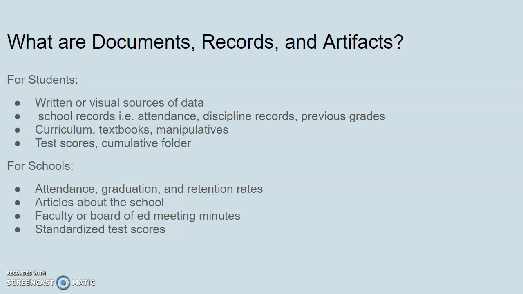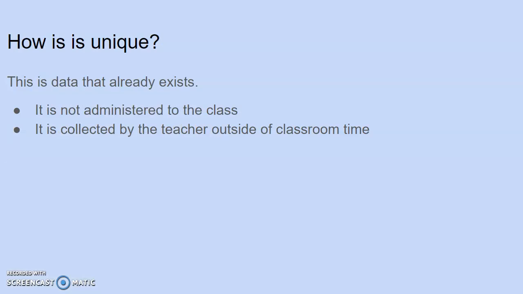If you're doing research on a school, these can be attendance, graduation, and retention rates, articles about the school that have been published in local newspapers, faculty or Board of Ed meeting minutes, and the standardized test scores for the school. These standardized test scores can be used as looking at different demographics for whatever helps your data research. So what makes this really unique is that the data already exists.